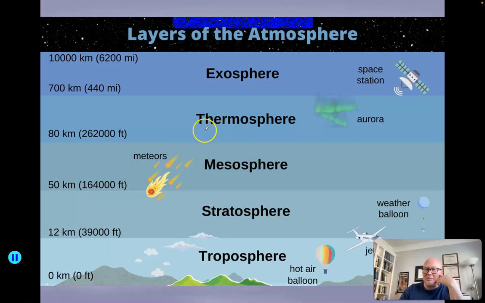Now notice this term right here, thermo, which means that you're probably going to have some high temperatures there. But because the atoms, the particles are so spread out, it definitely would feel colder to you. And then the exosphere. Once we get to the exosphere, you're actually outside the Earth's atmosphere at that point in time. And this is where the space station would be.